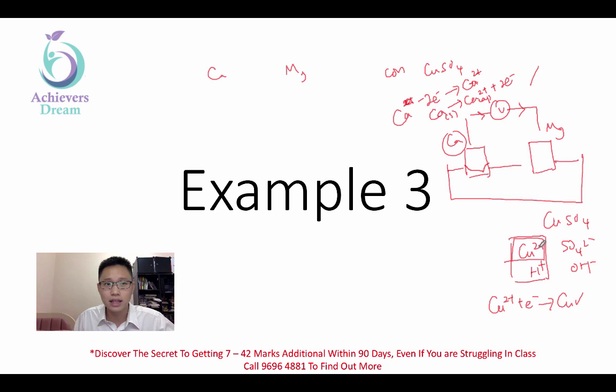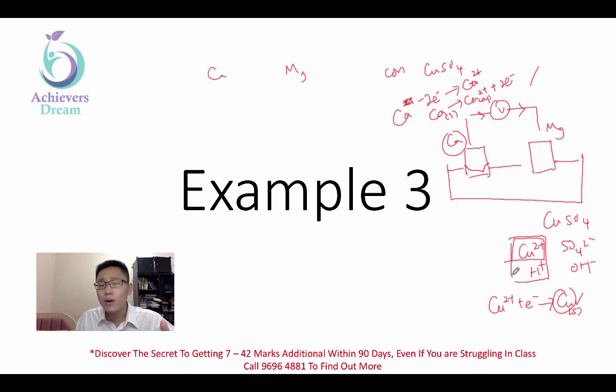You're going to tell us that there's no change in pH because H+ and OH- are not discharged. Number two, you're going to tell me that the calcium electrode decreases in size. Number three, you're going to tell me that on the magnesium there's a pink-brown coating because of copper. All right, so these are the three examples that I've covered.